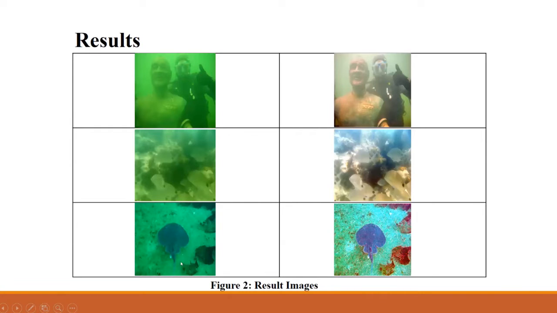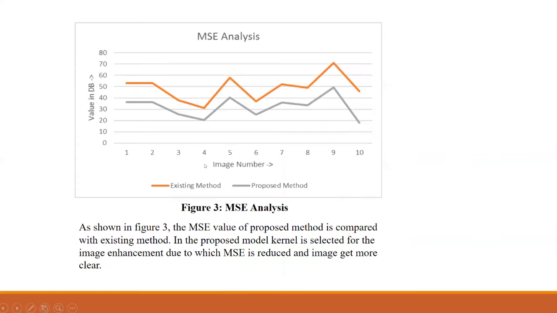So these are the results. Basically, these are the input images and these are the output images. After applying this method, we have output images which are of high quality. As we can clearly see from these images, we are able to extract more information as compared to the input images. We have analyzed this in terms of certain parameters. First is MSE analysis, the mean square error. We can see that in the proposed method, the value of MSE is less as compared to the existing method. So it means that it has fewer errors as compared to the existing method.